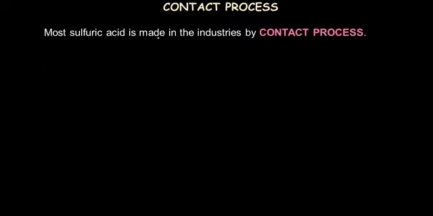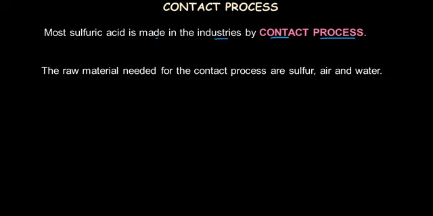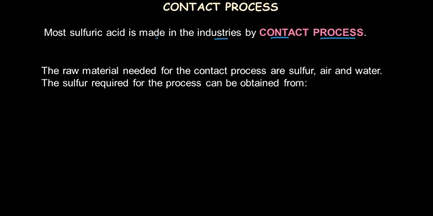Now, most of the sulfuric acid worldwide is made by an industrial process named the contact process. This is a worldwide process where it is industrially made on a very large scale. The raw materials needed for the contact process are sulfur, air and water. That's it. No other raw material is needed, and the sulfur required for the process can be obtained from a few resources, that is underground sulfur beds.